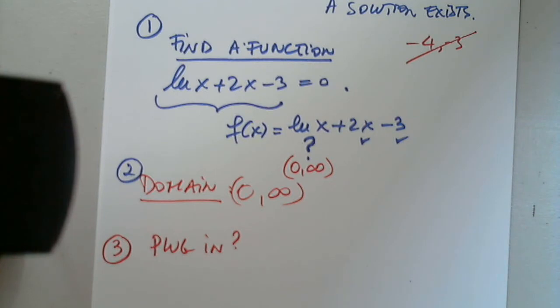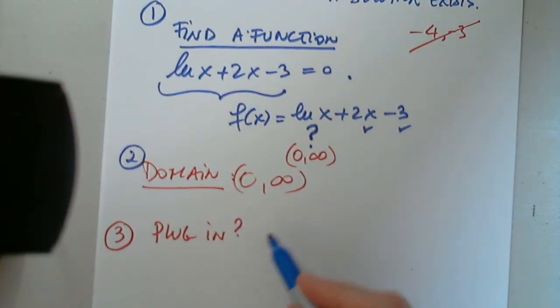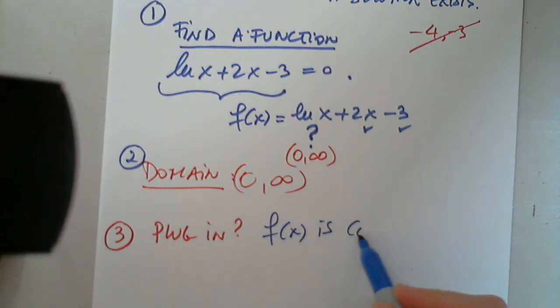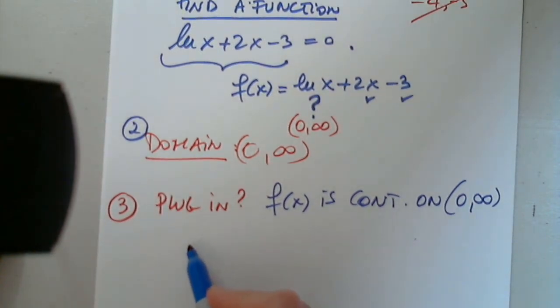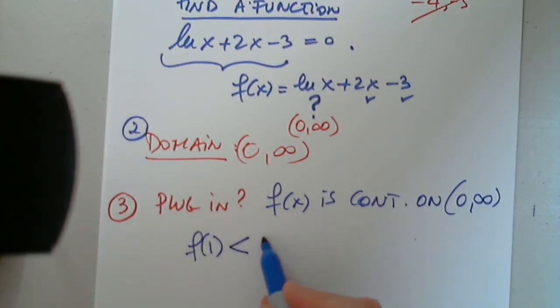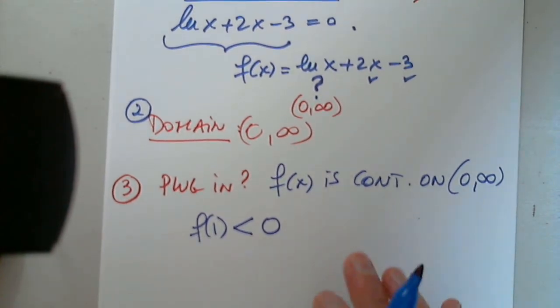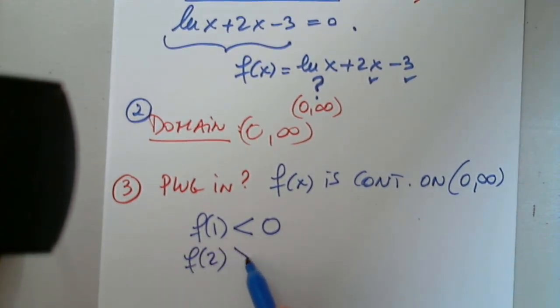I found an interval where the function changes sign. At 1 it is negative and at 2 it is positive. I don't care about which numbers. I only need to show that f of 1 is negative and f of 2 is positive. That's sufficient. Why? Because the function is continuous. I have to write that down. First, f of x is continuous on 0 to infinity. And I found that f of 1 is negative, I don't care to even write the number. It's a waste of time. And f of 2 is greater than 0.